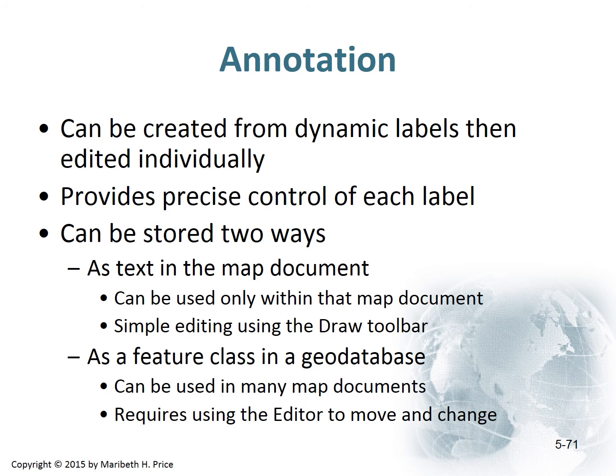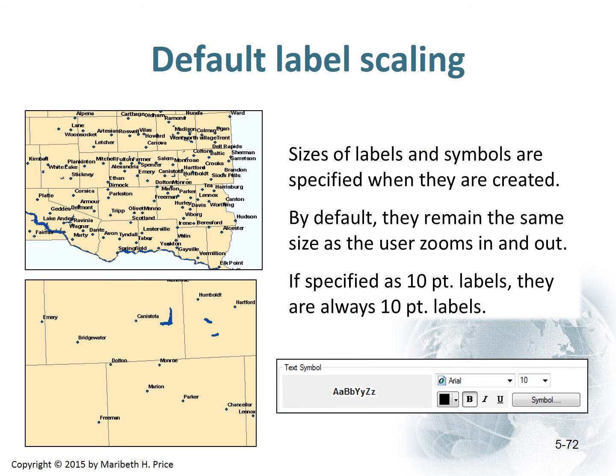Annotation can be created from dynamic labels, then edited individually. It provides precise control of each label and can be stored in one of two ways. Text in a map document can be used only within that map document. Simple editing using the draw toolbar, and it can be added as a feature class in a geodatabase. In other words, you can have the labels of the locations, and use that almost like it's a layer file of just labels. And so maybe you want the cities, but you don't want the points, the dots. You just want that dynamic label of what the place is to show up in the general area.